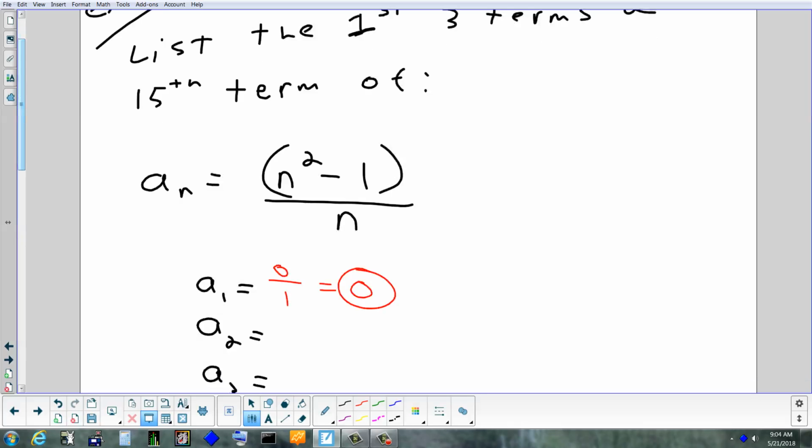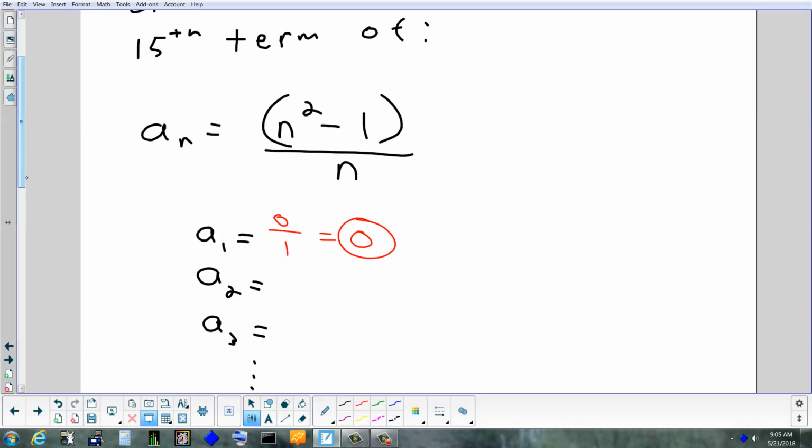Okay, Dylan, let's look at the second term. What do I get in the numerator if I plug in 2? 3. Yep, I get 3. And the denominator is just the term you're looking for, so 2. So the second term in this sequence is 1.5. Gracie, how about the third term?